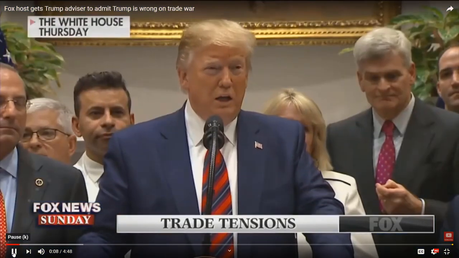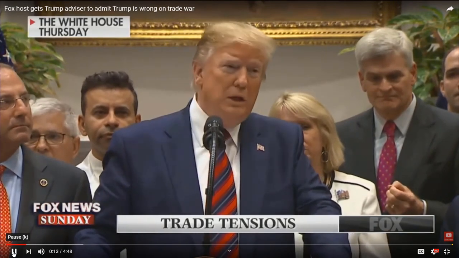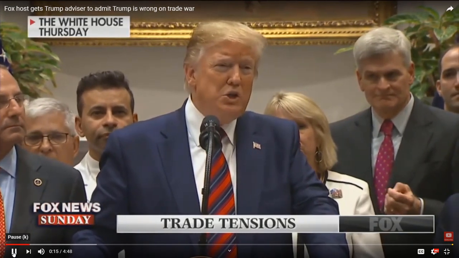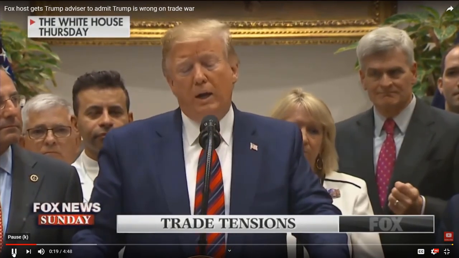Our country can take in $120 billion a year in tariffs, paid for mostly by China, by the way, not by us. A lot of people try and steer it in a different direction. It's really paid, ultimately it's paid for largely by China.